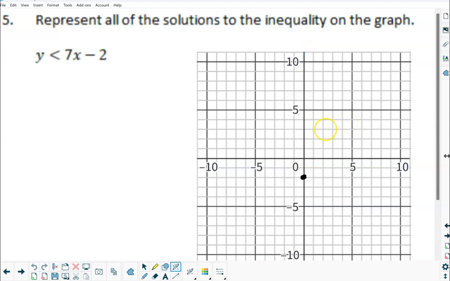Okay, next I'm going to do the slope. And the slope is 7, but I'm going to make it a fraction by putting it over 1. That means I'm going to go up 7 and then go to the right 1, rise over run. So I'm going to start here and go up 7. And probably can't get that perfect, but 7 will be right here. And then I'm going to go to the right 1. So my second dot is right here.